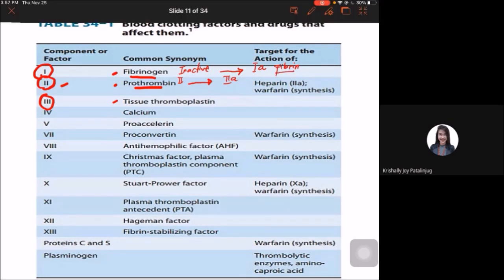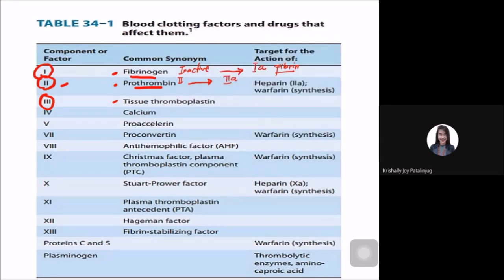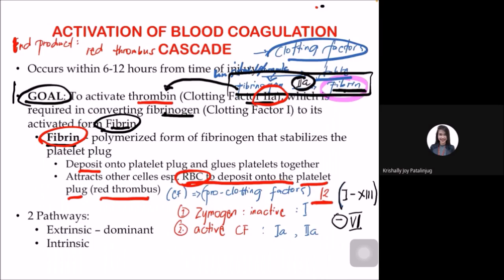Nakuha? Kanina, 'di ba? Sabi ang fibrinogen will only be activated into fibrin with the presence of 2A. Ito lang din 'yon, the goal. Basahin niyo lang 'to. Kailangan si 2A para ma-convert si fibrinogen into fibrin. Si 1 into 1A. Okay, this is 1A, and this is 1. 2A is thrombin. Okay? So that is the goal of coagulation cascade.